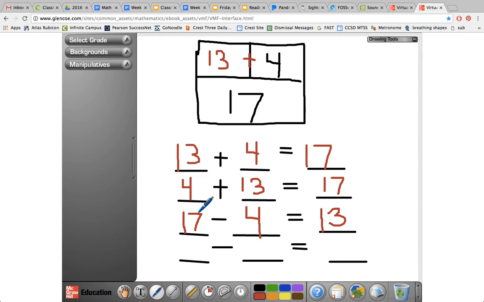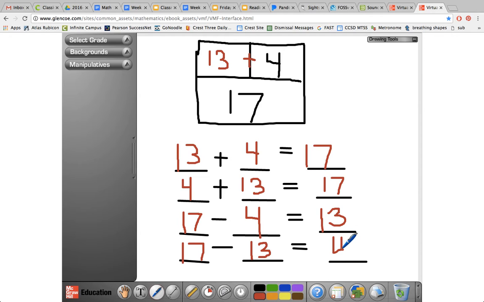I already used one of my subtraction sentences to help myself figure out that missing part, but that one was 17 minus 4 equals 13. If I want to know my last one, again, I know I can move my parts around while still making sense. So if I move my parts around, I can take 17 minus 13, and it would still equal 4.